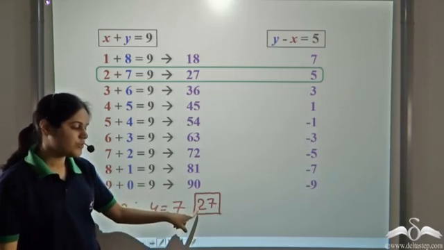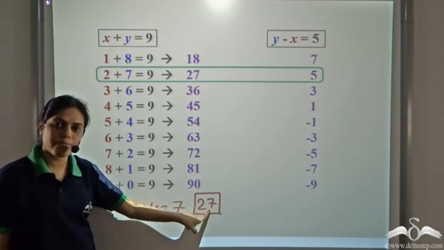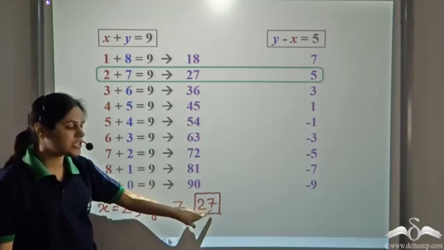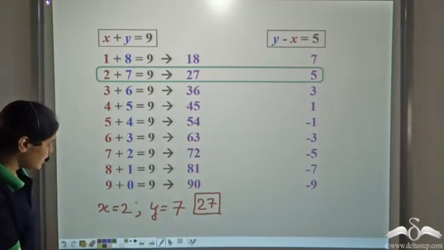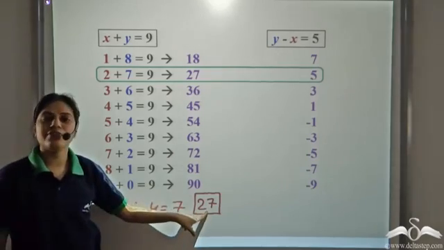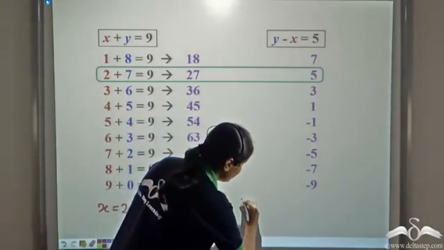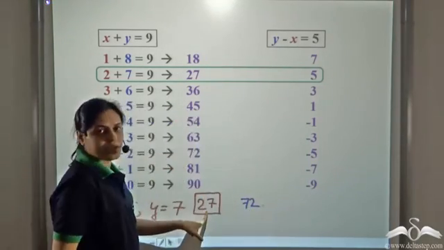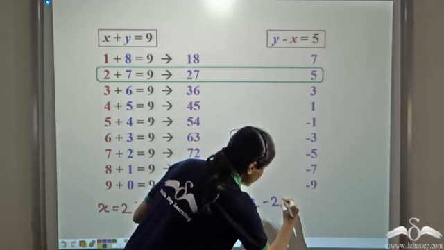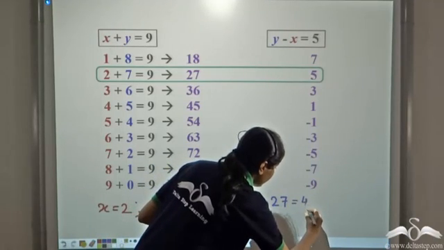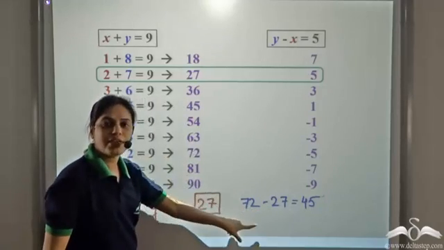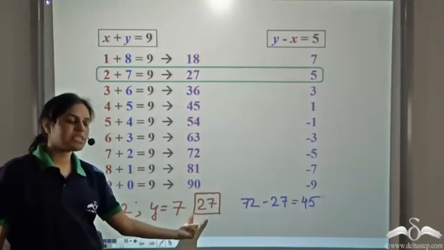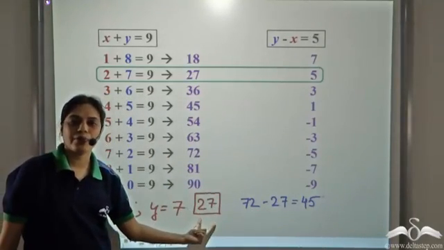You can check. 27 is a two-digit number. The sum of the digits is 2 plus 7, which is equal to 9. The number formed by reversing the digits is 72. 72 minus 27 is equal to 45. So the second hint is satisfied as well. So 27 is the required number.